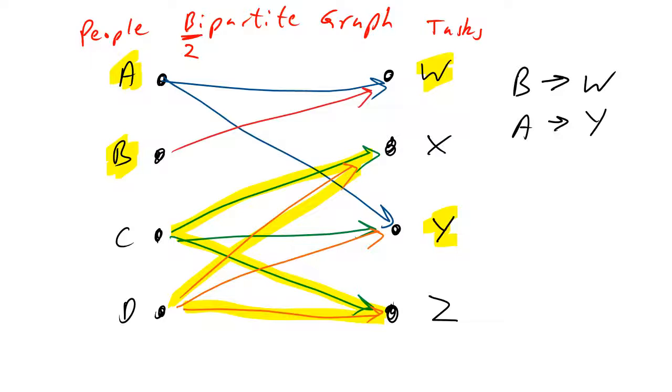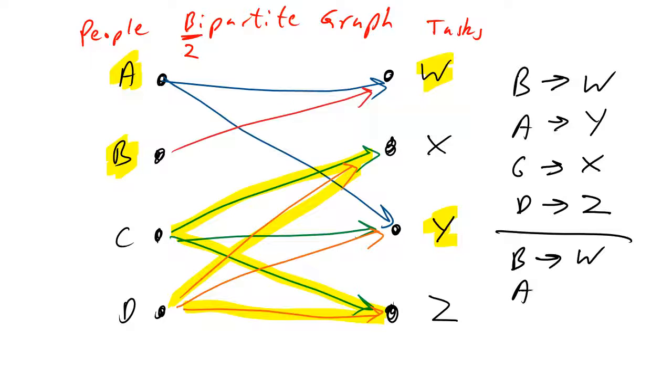Since they're both possible, we could do C gets X and D gets Z. Fine. But if we did it the other way, it would work out fine with the numbers. We'll look at numbers in another video. Now, we had to say B to W, A to Y. No choice about this. But we could have done C to Z and D to X, and that will be fine. And we've allocated one person to one job with two possibilities.